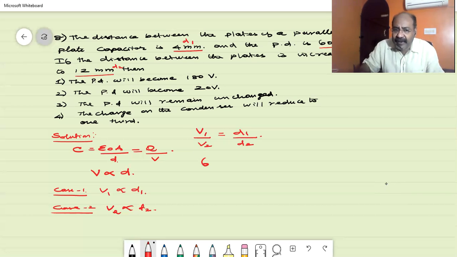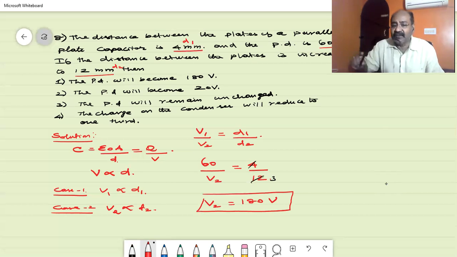V1 is taken to be 60 divided by V2 is equal to, what is D1? It is 4 millimeter. And what is D2? It is 12 millimeter. On simplifying, you will be able to get it out as 3. So when you are making a cross multiplication, I can write V2 is equal to 60 into 3, 180. 180 volt is taken to be the potential difference of the case 2.